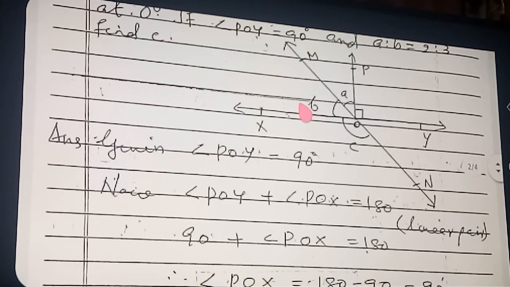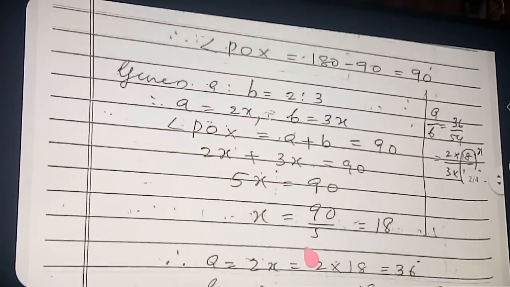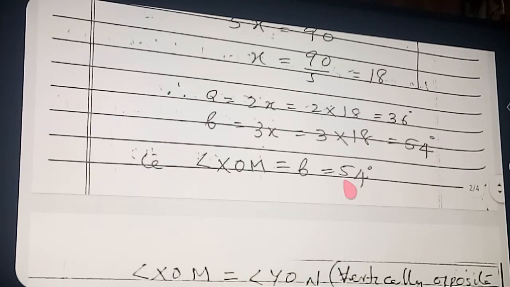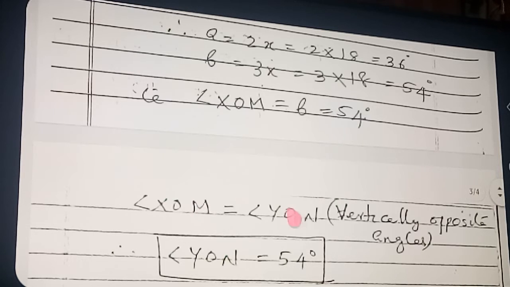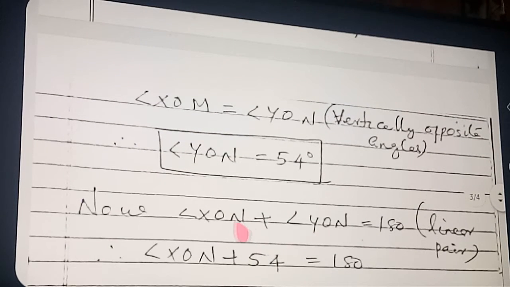Angle XOM, how much did we get? B. B is 54. See here, clear? And now what has the teacher written? XOM is equal to YON. That I already explained in the diagram. What type of angle? Vertically opposite angles. So angle YON, how much is given? 54 degrees. Clear? Okay.